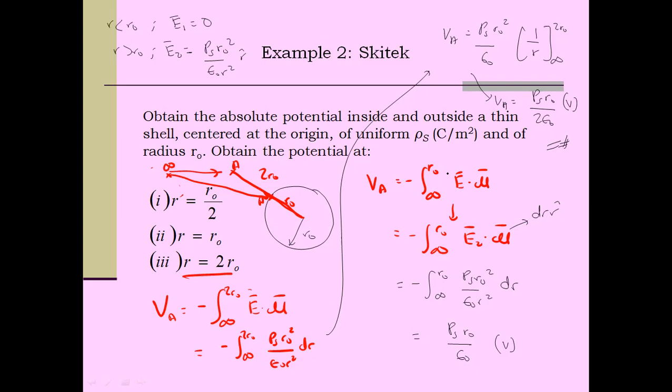So we can see that this is an example of how to calculate the potential when we have a symmetrical charge distribution in which the E field can be calculated by using Gauss law. Hopefully you understand the method of calculating the potential here.